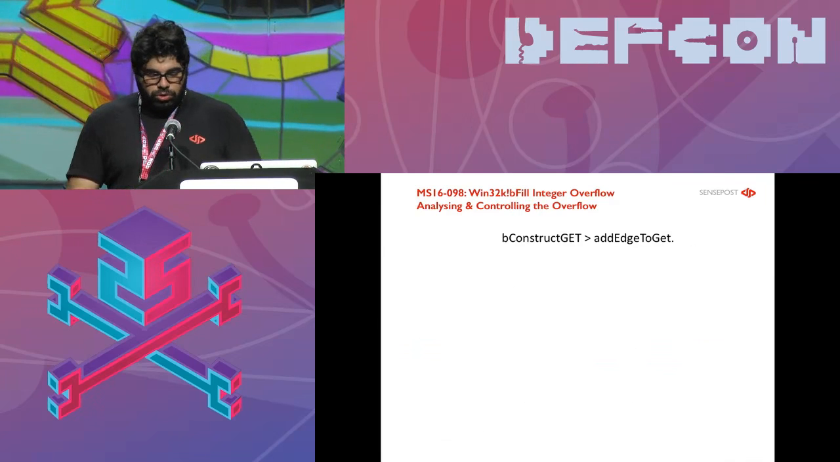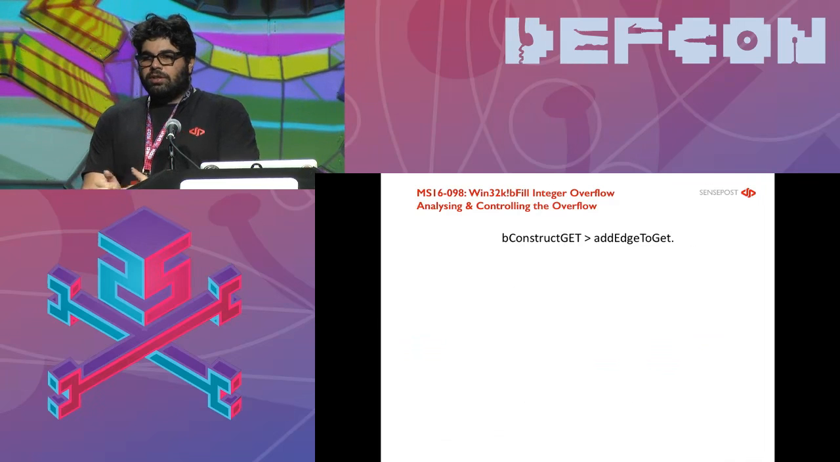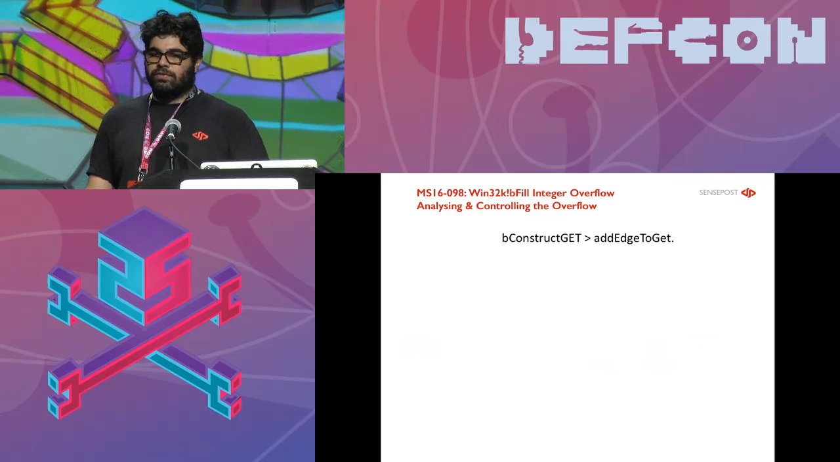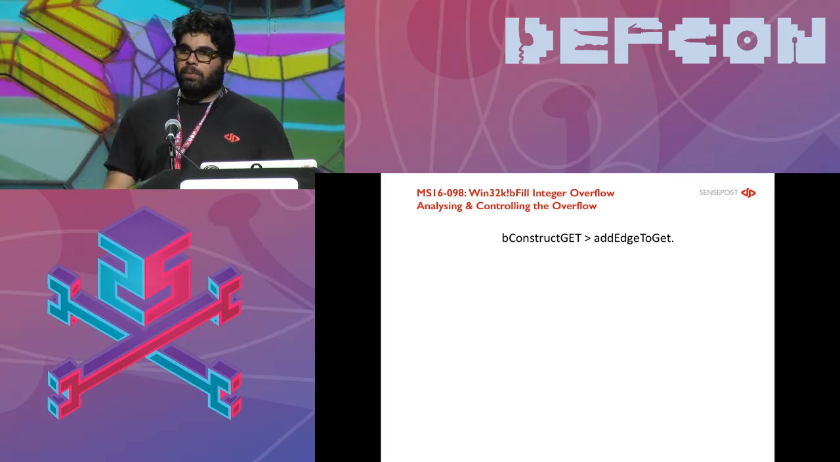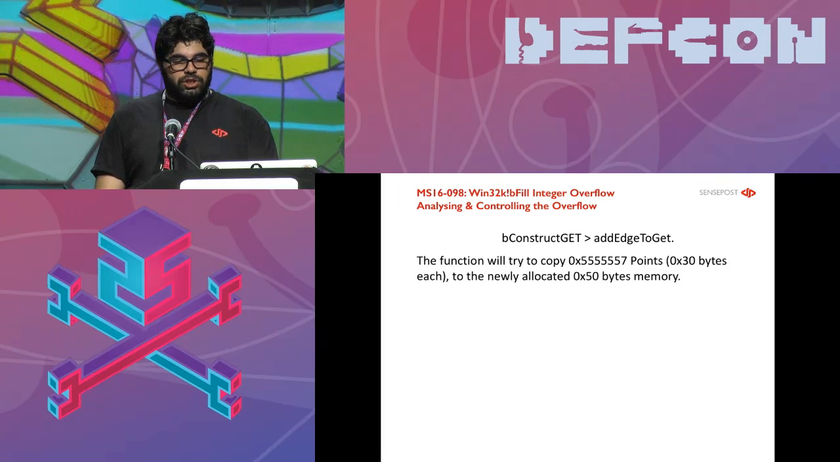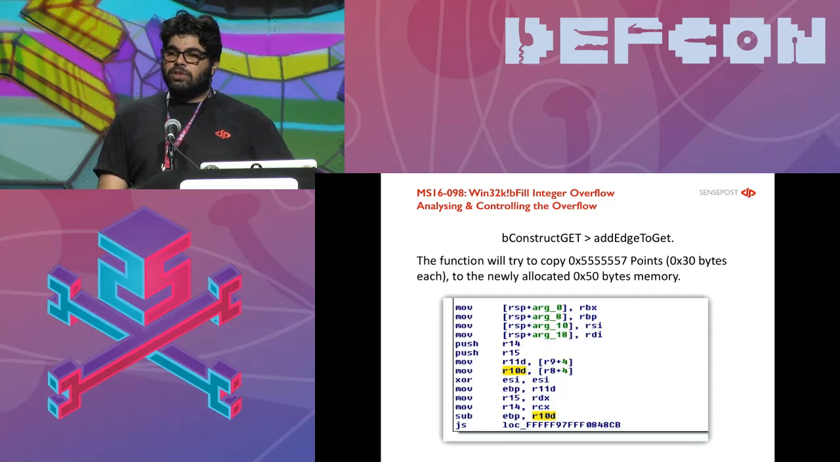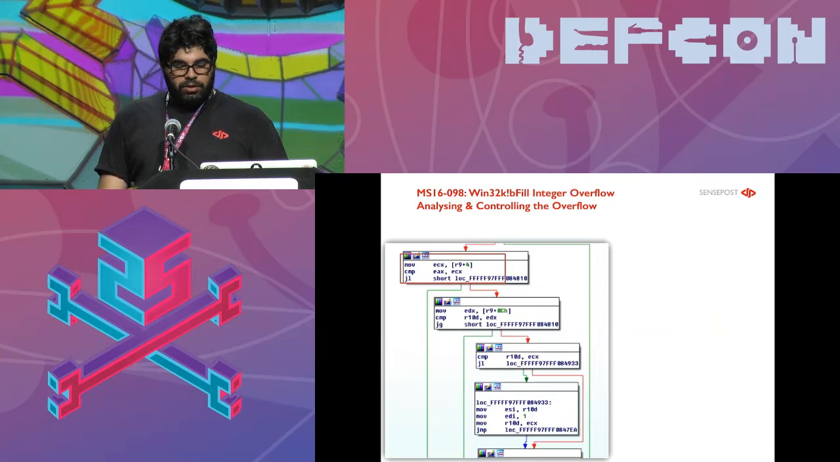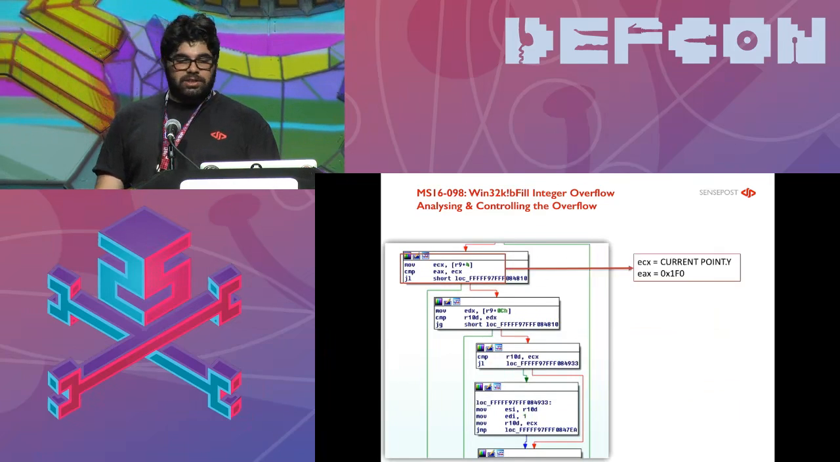So we needed to control the overflow, since if we write this large number of points into a small allocation size, it will blue screen the system faster than we can do anything. The function responsible for copying points is bConstruct_Get, and it calls AddEdgeToGet. This function will actually cast the previous point.y to R10 and the current point.y to R11. Then it will check the current point.y against a certain value, which on my system was 1F0, and it proved to be working on all systems.